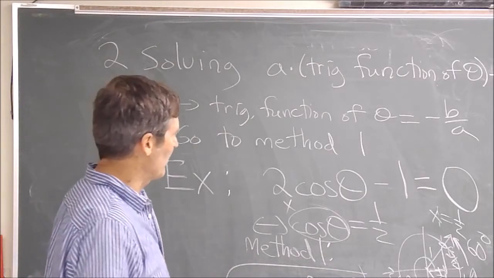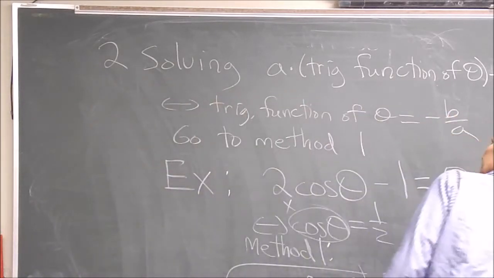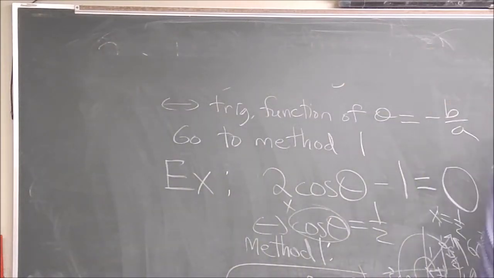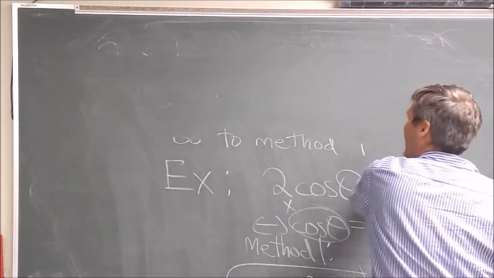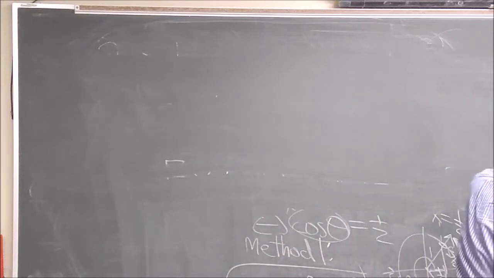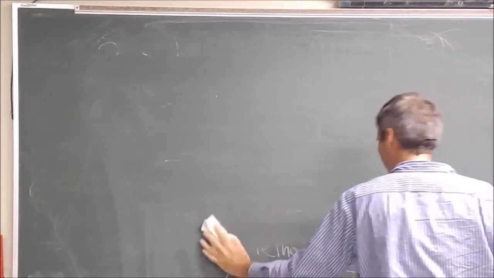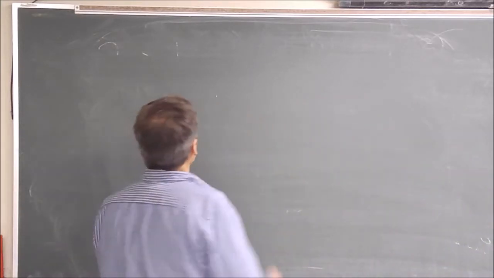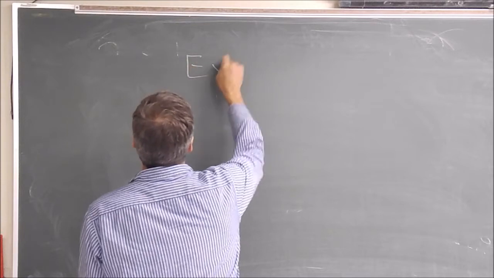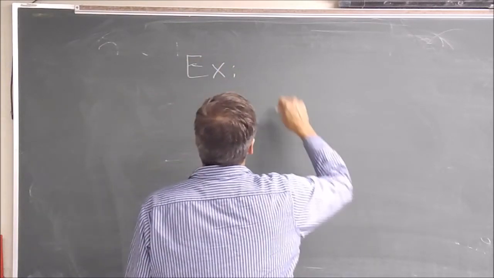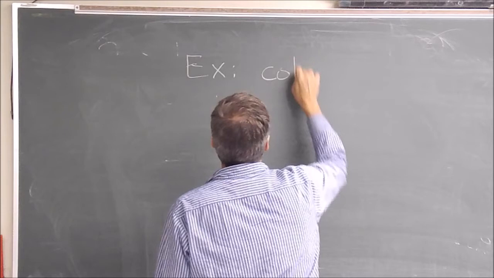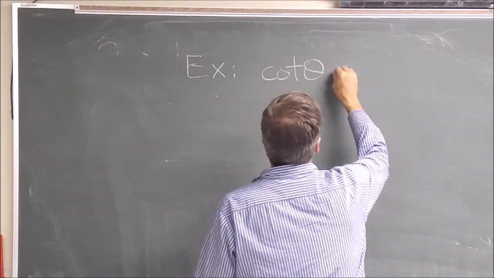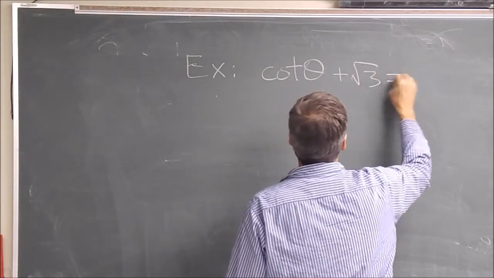So that's the kind of problem we can solve also. And we should do the hard case again. The hard case is tangent and cotangent. Suppose I have this example: cotangent of theta plus square root 3 equals 0.